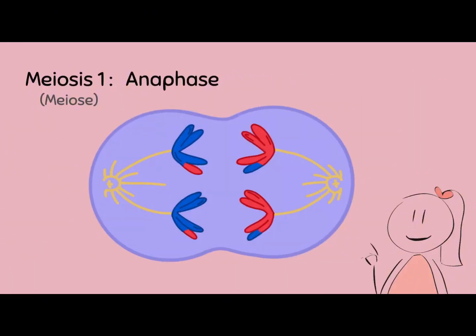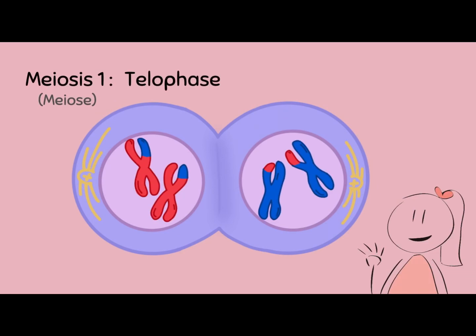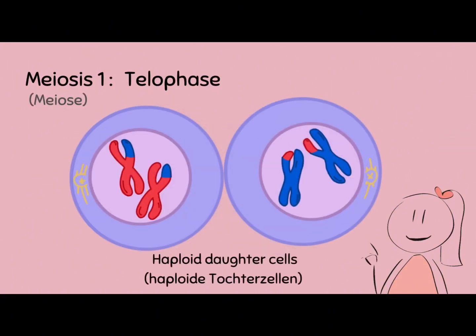Next comes anaphase. Spindle fibers pull chromosomes apart. Each pair is split, sending one chromosome to opposite sides of the cell. The most important part is the sister chromatids stay together. Finally, in telophase 1, the chromosomes reach the cell's poles, and the nuclear envelope may reform. Then the cell divides in cytokinesis. And there you have it, 2 haploid cells, each with half the original chromosome number. These cells are ready for the next stage, meiosis 2.